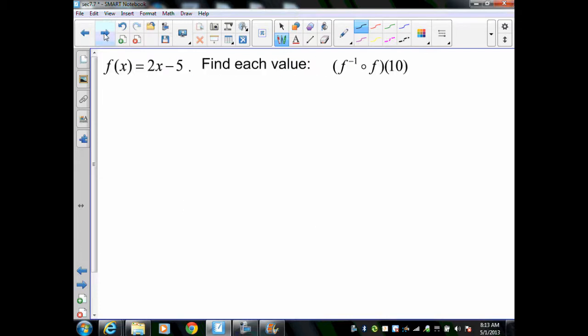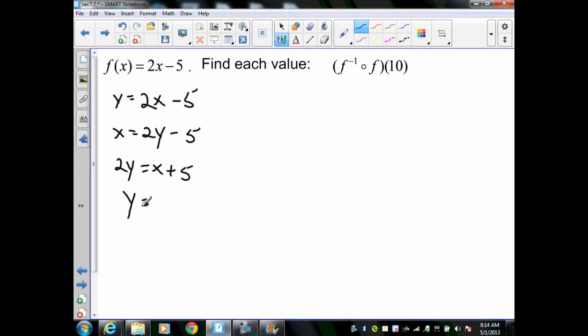Here I have f of x equals 2x minus 5. I want to find the value of each. So I need to find the inverse first. I know how to do that, which is to substitute y for f of x, and for x, I put in 2x minus 5. I now switch the values, so y becomes x, and x becomes y. I'm going to add 5 to both sides, so 2y equals x plus 5, and divide by 2. And that's going to give me x plus 5 over 2.